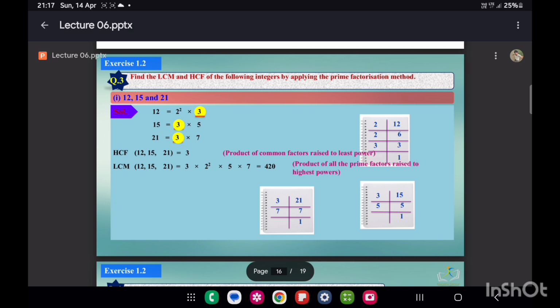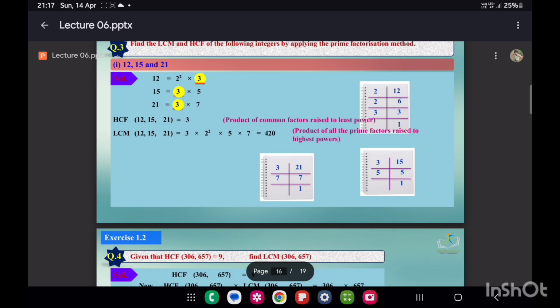Find the LCM and HCF of the following integers by applying the prime factorization method. The numbers are 12, 15 and 21. 12 can be split up like this: 2 sixes are 12, and 2 threes are 6, and 3 ones are 3. Then 15 can be split up into 3 fives are 15. Then 5 ones are 5. Again 21 can be split up into 3 sevens are 21. 7 ones are 7.